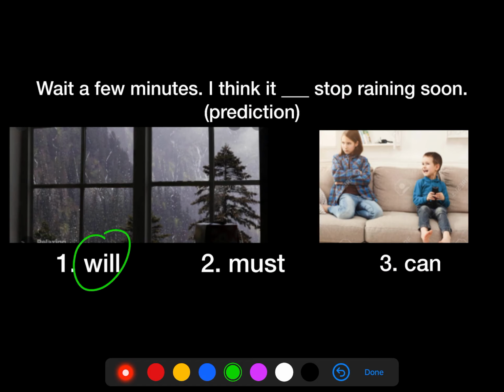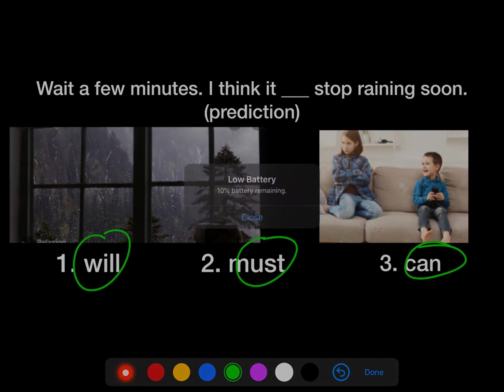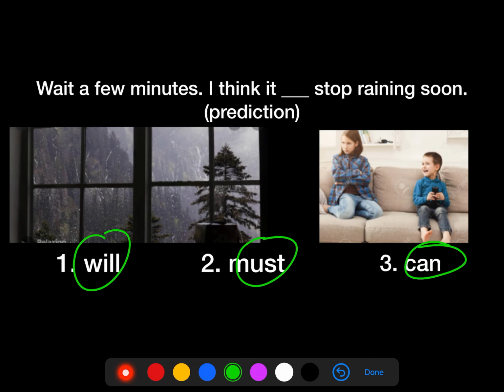So let's have a look at the options. First of all, will. Second, must. Third, can. I think it will stop raining soon. I think it must stop raining soon. I think it can stop raining soon. So can, as we know, we use for talking about ability and permission. I think this is out of the options. Okay, forget about the can. What about the next one?